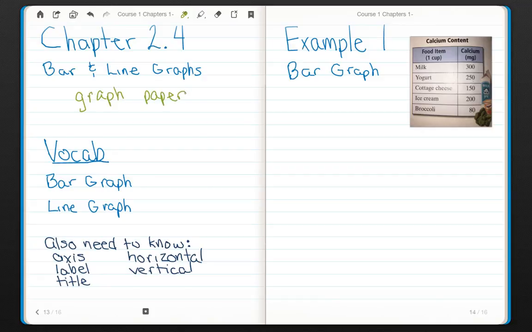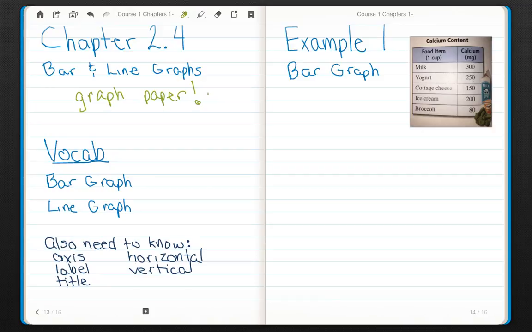Now, I know you don't have graph paper in your notebook, and that's okay. You can sketch it out. However, when you're doing your actual assignments, you need to be doing these on graph paper. If it helps you, you can always take a piece of graph paper, cut it, and glue or tape it into your math notebook so that you have them to create your graphs with.